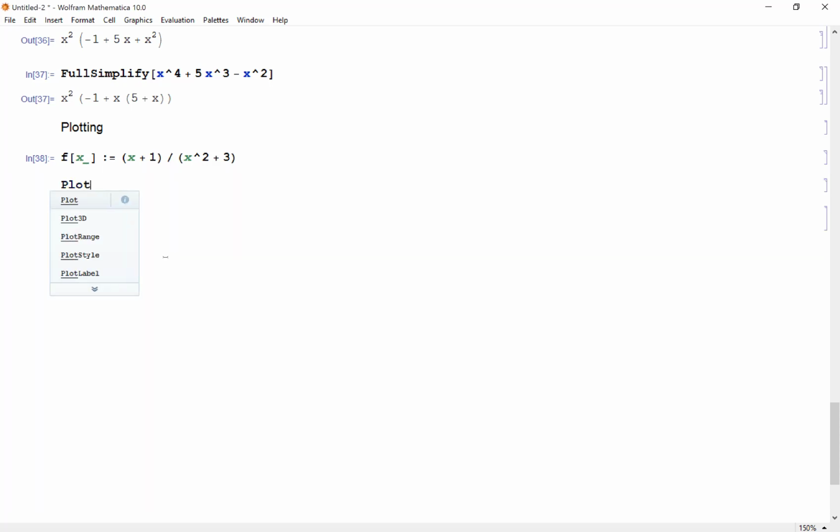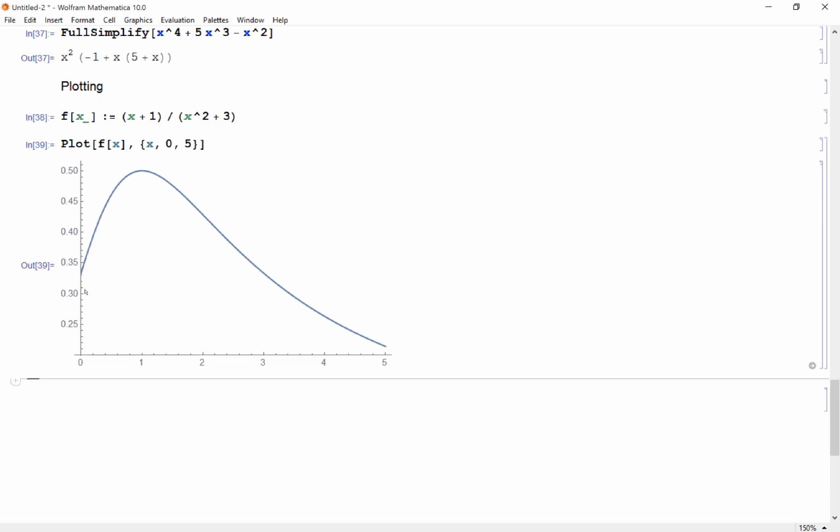So that's capital P, and I'm going to put my brackets in. Now what I want to plot is my function f of x, and you need to specify some parameters. The parameters are the independent variable, which is the x here, and then a range. So why don't we go from 0 to 5. Shift enter, and there it is. There's my graph, 0 to 5 right there.